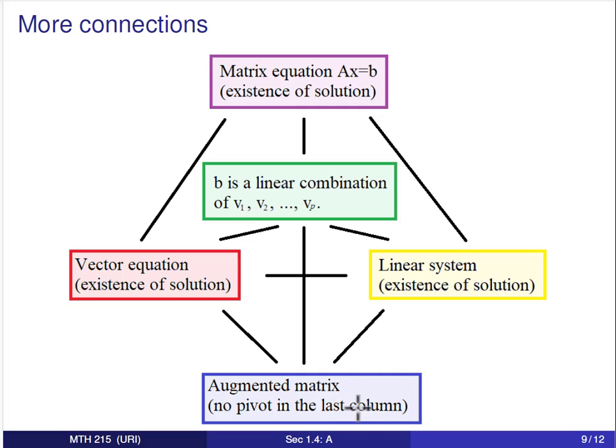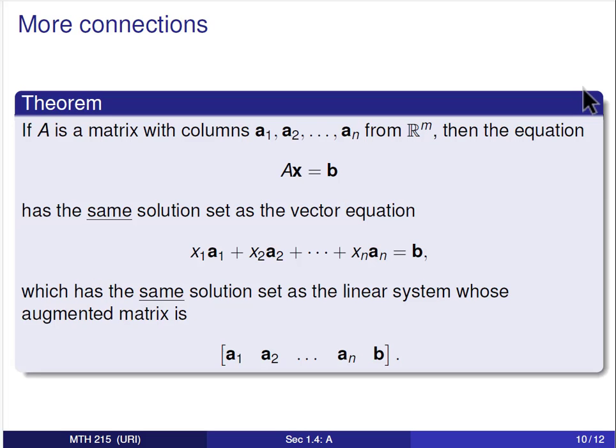We've talked about having solutions. We want no pivot column in the last column of our augmented matrix, and if we don't have a pivot in the last column, we'll have a solution for the linear system and for the vector equation. What about the matrix equation? Well, that's our theorem here.